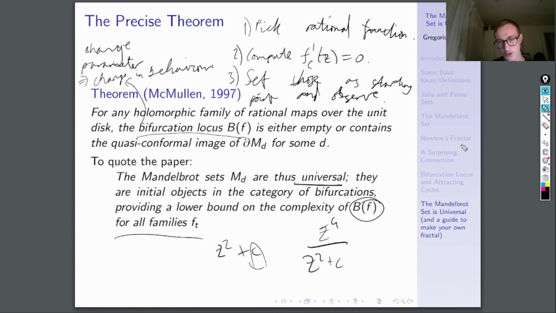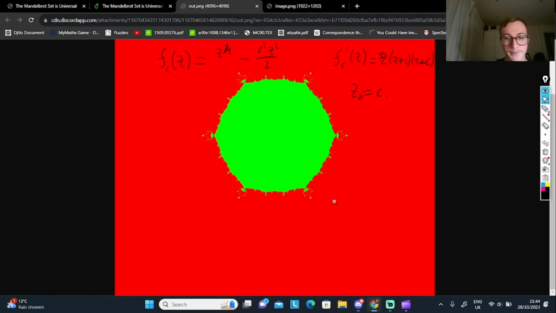Which means it's always going to be beautiful. So, of course, I had to ask my friends to compute some of them for me, and we're just going to go through the various ones that we have. So, enjoy. The first example we're going to look at is the function z to the fourth minus c squared z squared over 2.